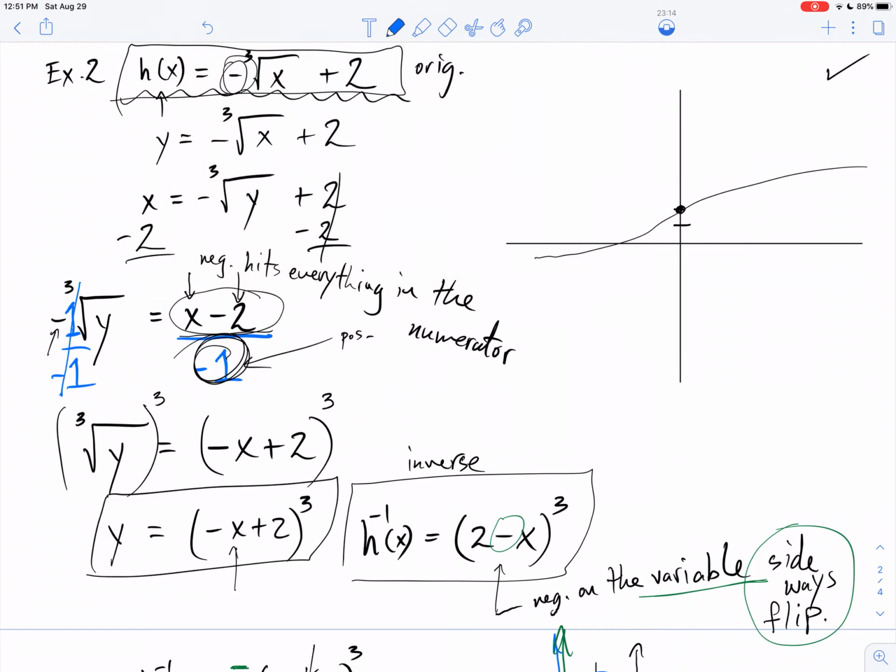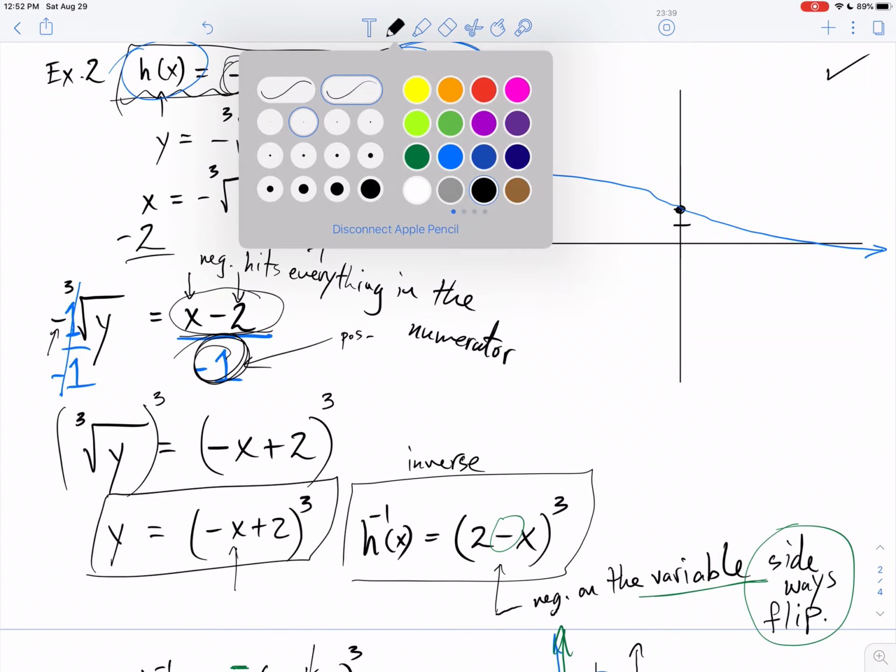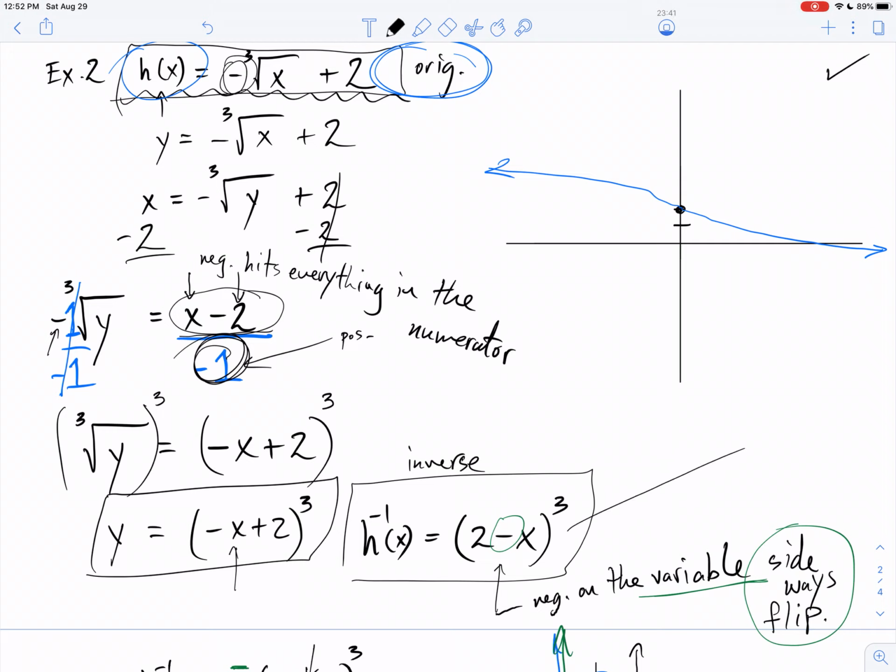So I'm going to use a different color. Instead of up, this guy would go down. Instead of down, this guy would go up. There's my flipped guy. So that's what h of x would look like. I am going to now get rid of that guide graph I used. Let's go back to black. Now I'm going to graph this one.